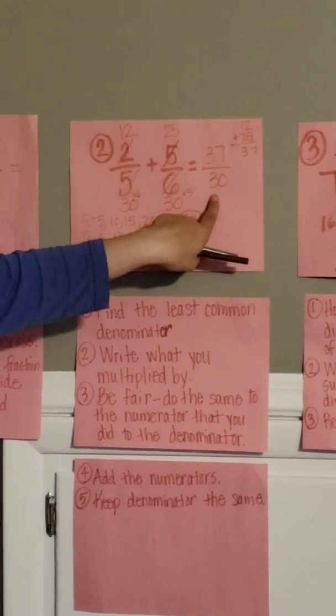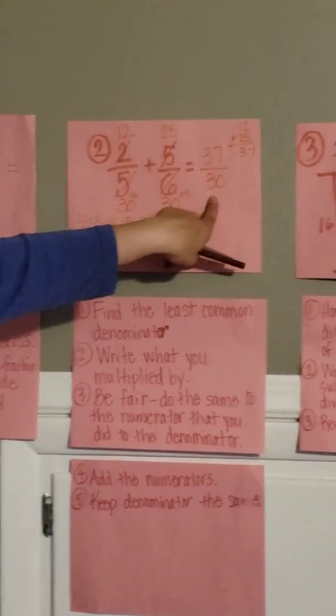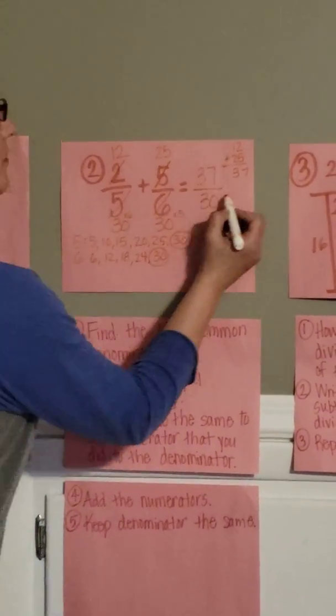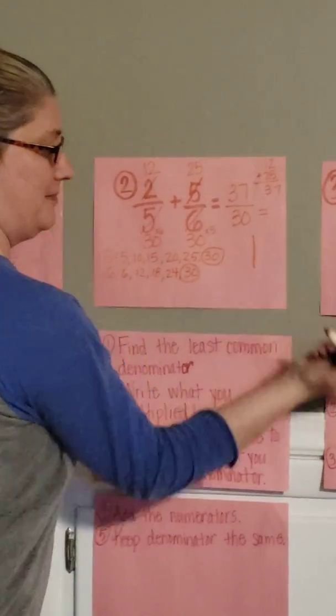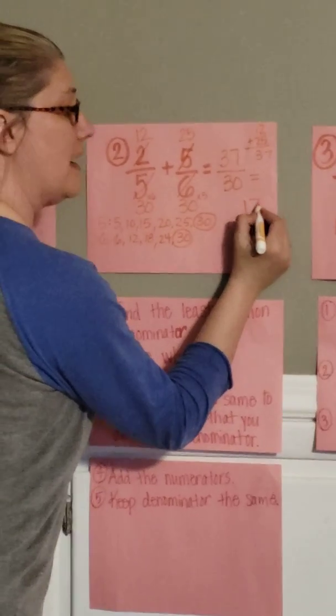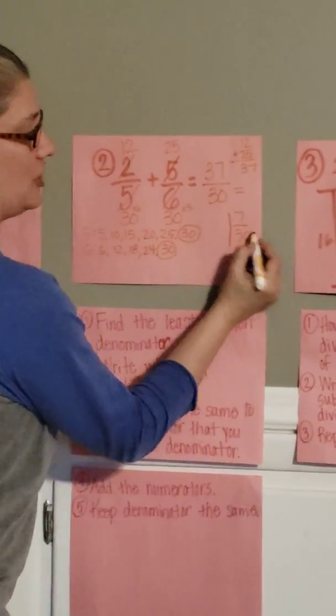This is a fraction greater than 1, so we need to convert it to a mixed number always. So we divide. How many 30s are in 37? 1. How many are left over? 7. And my denominator does not change. Put a big star if you got that one right.